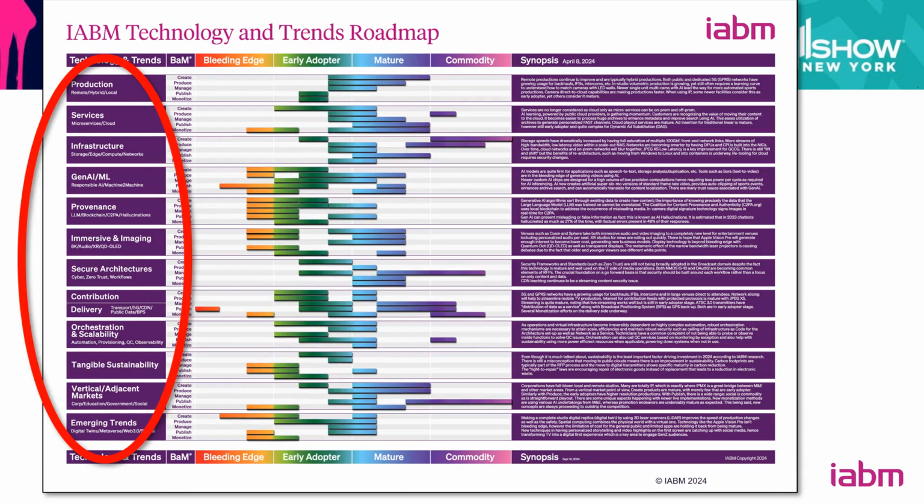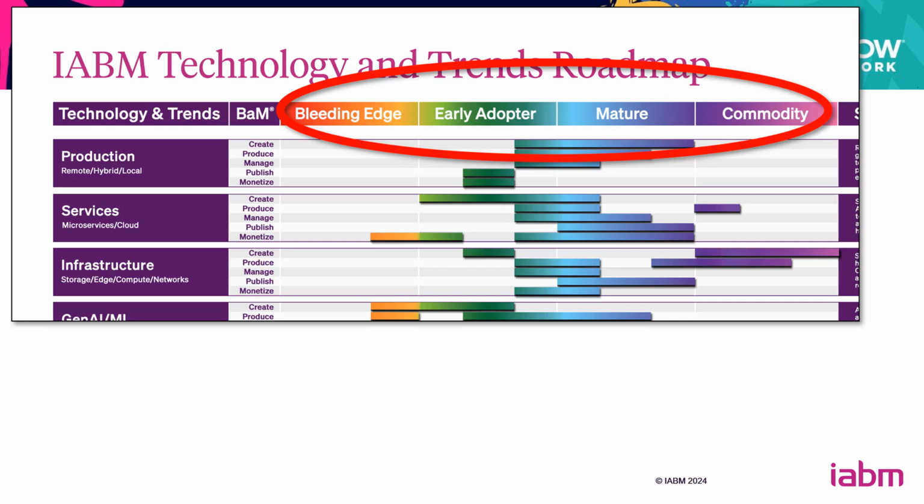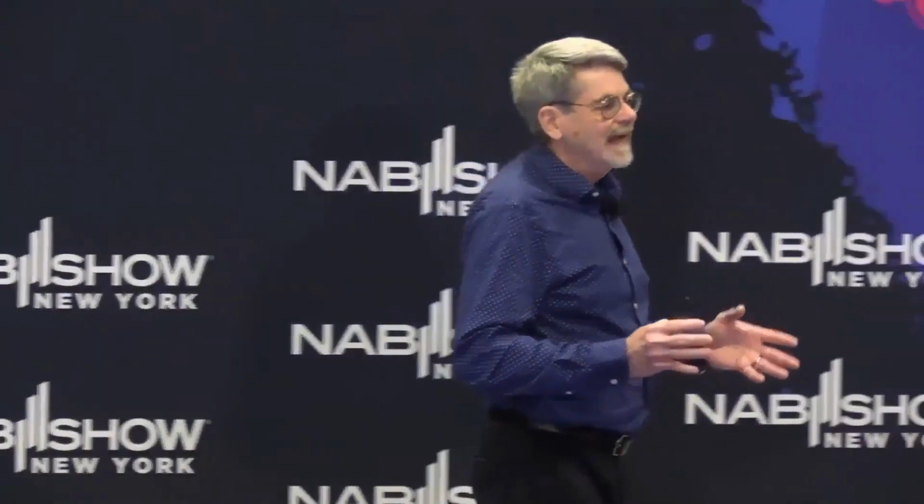So just to give you a quick overview of what we do, we take about 40 technologies and trends, and we break them into a dozen or so major areas. Every couple of years, we change the major areas depending on how the industry has changed. And we plot that on the technology adoption curve from bleeding edge right up to commodity and where that fits. So that gives you an idea.